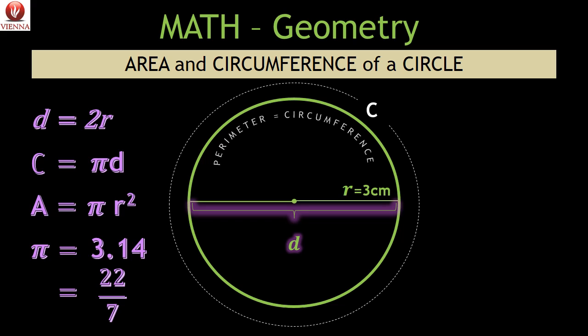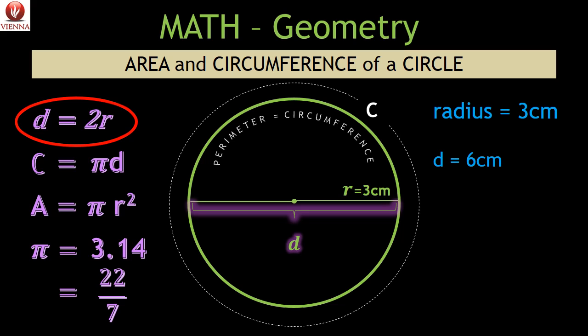So if you're given some value, here we're given the value of the radius as 3 centimeters. So if we start with diameter equals 2R, and the radius equals 3 centimeters, then the diameter, of course, equals 6 centimeters. Okay, so that one's a pretty simple one.